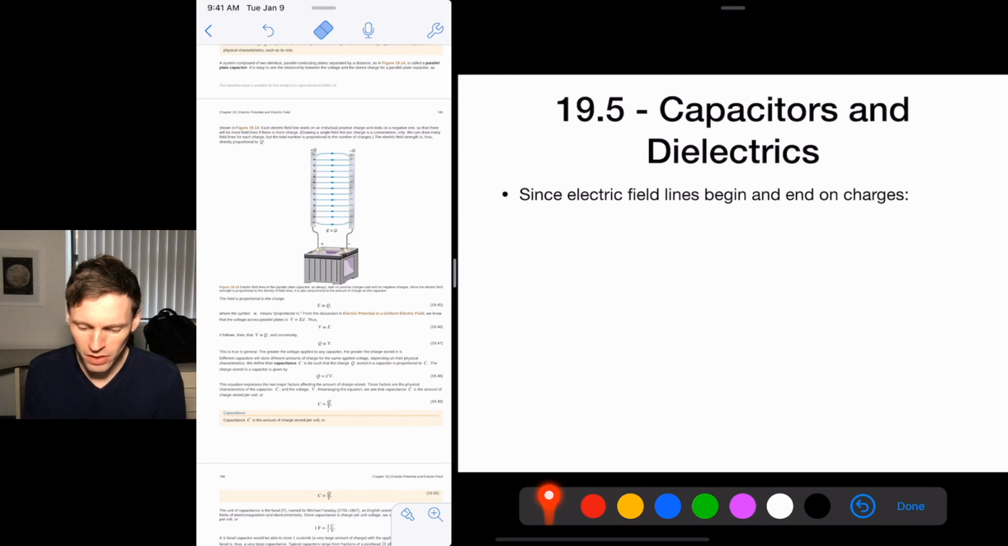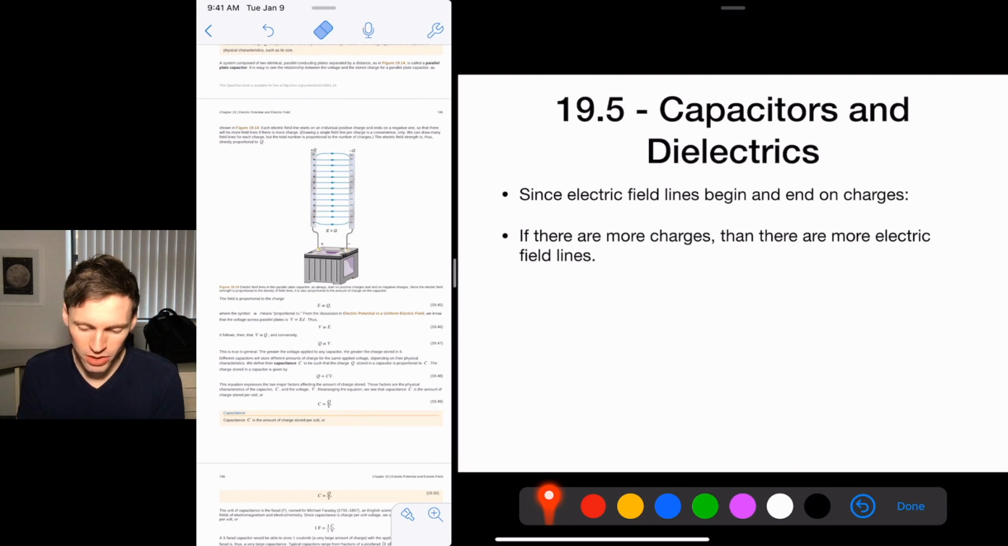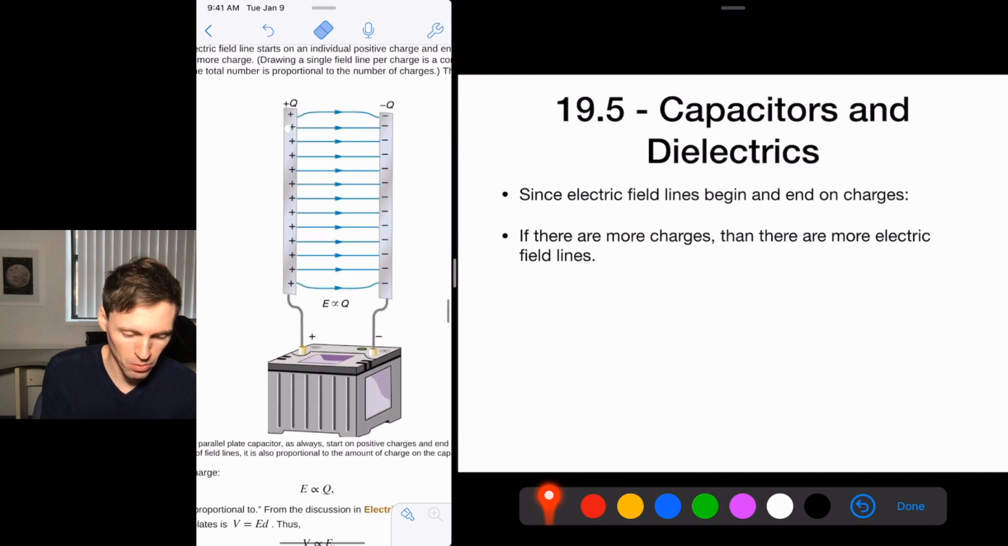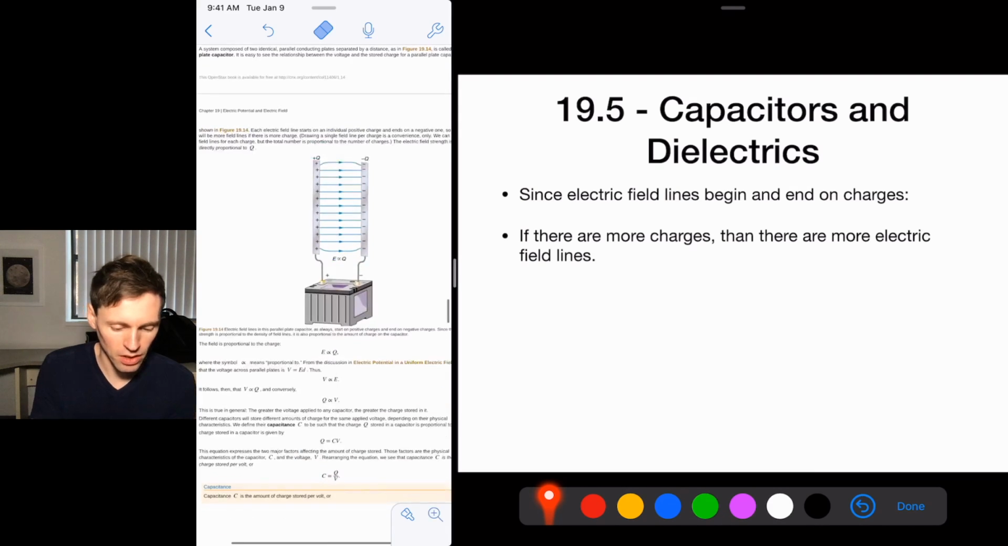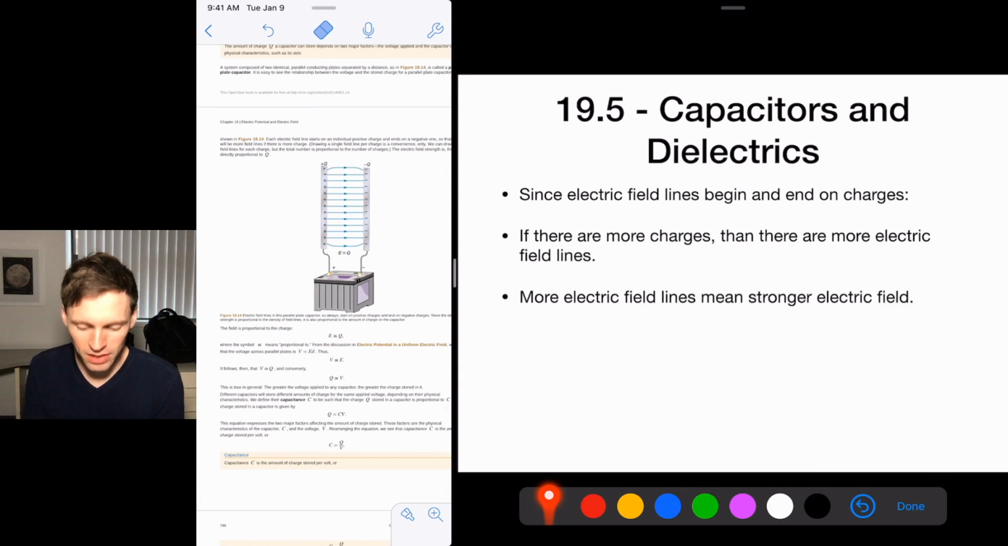So since electric field lines begin and end on charges, if there are more charges, then there are more electric field lines, okay? So remember, plus, minus. If you have more plus charges there and more minus charges here, then you're going to have more electric field lines, and more electric field lines mean a stronger field.